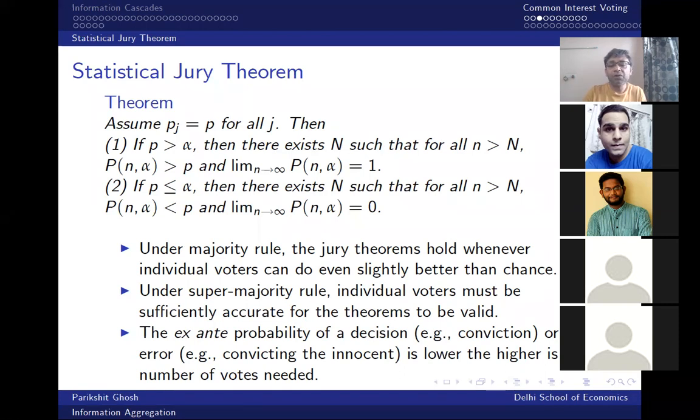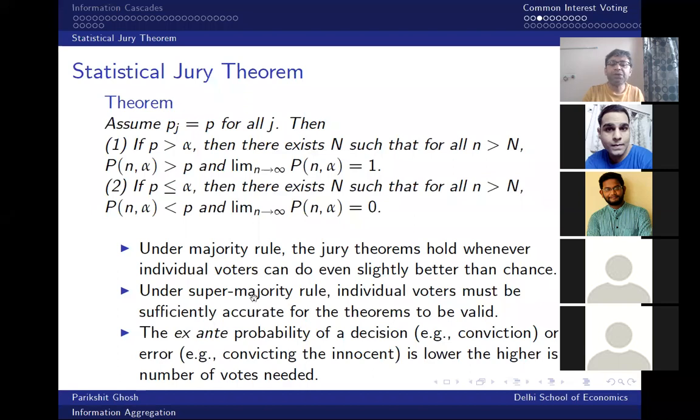Now, some corollaries of this are immediately obvious. If we have majority rule, so alpha is half, then the favorable condition is trivially met, right? P is bigger than half. The lowest possible value of P is half. And so if you have majority rule, P greater than alpha will always be true, and so Condorcet's results will prevail.